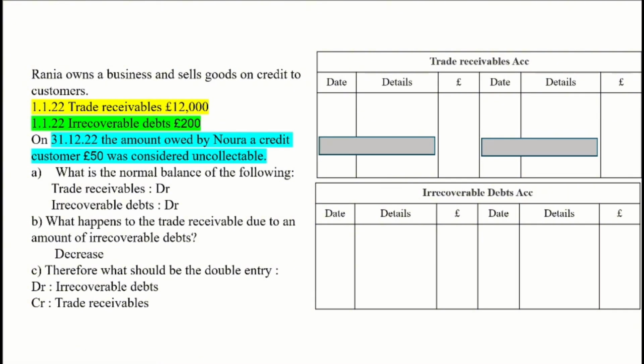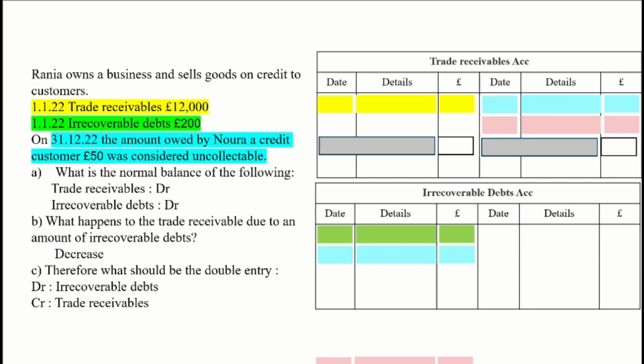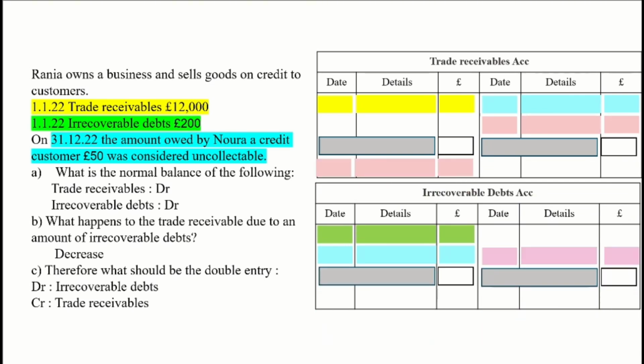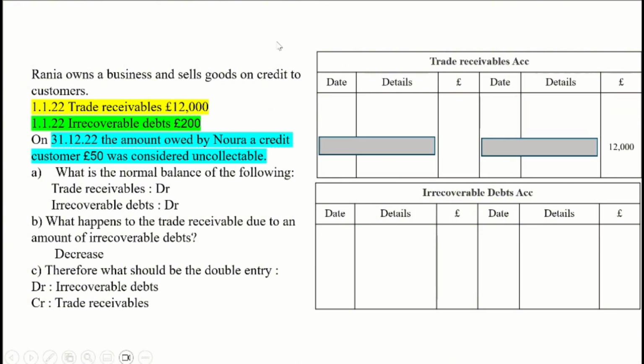You'll need two ledgers, one for trade receivables, another one for irrecoverable debts. First, we enter the opening balance of trade receivables and irrecoverable debts both on the debit side. Now, in order to complete the double entry, you credit the trade receivables, debit irrecoverable debts account. Then we balance off the trade receivable account by carried down, brought down, irrecoverable debts balancing and transfer to income statement.